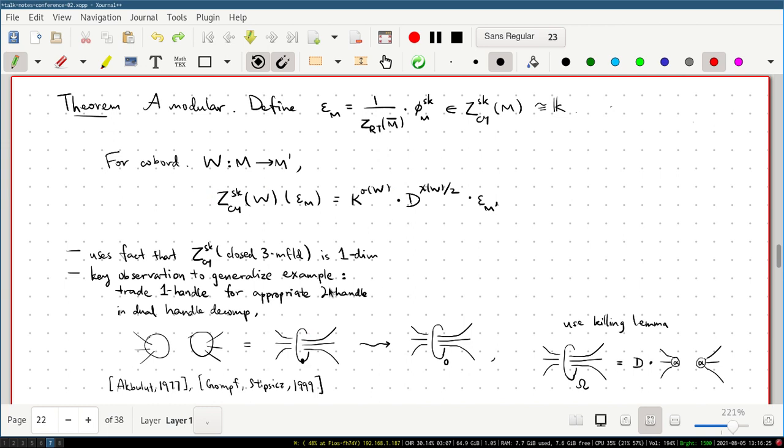The key generalization to any four manifold is the following. It's the fact that you can trade one handle for two handles. This is using Akbulut's dotted circle notation for one handle, and you can trade it for a two handle without changing the three manifold. As we mentioned, by doing this, you can kill off stuff that goes through it. Okay, so we get this. In terms of skein theory, this is essentially the same as doing one handle, but with an extra factor. This uses the killing lemma, and this is where I think modularity is most key.